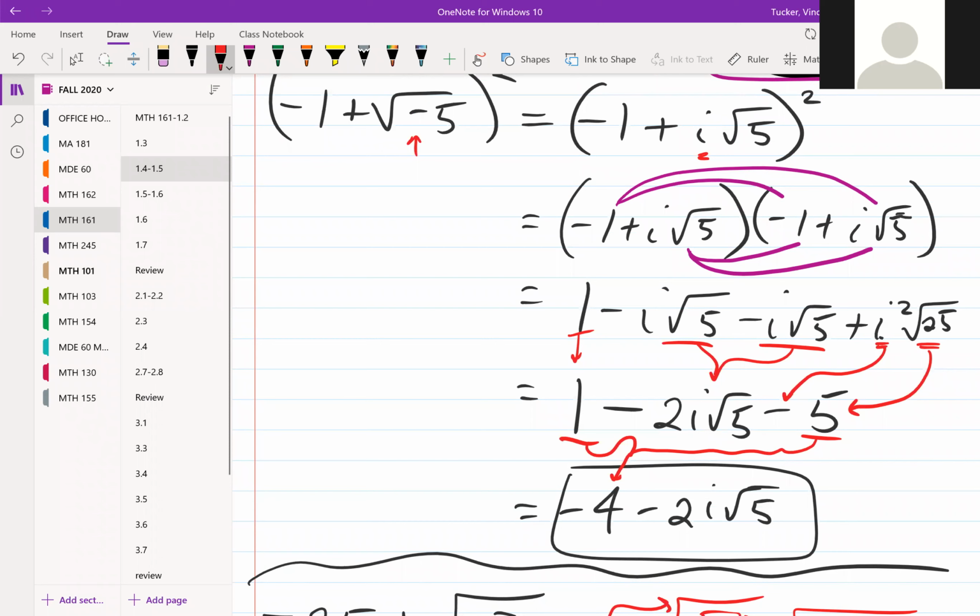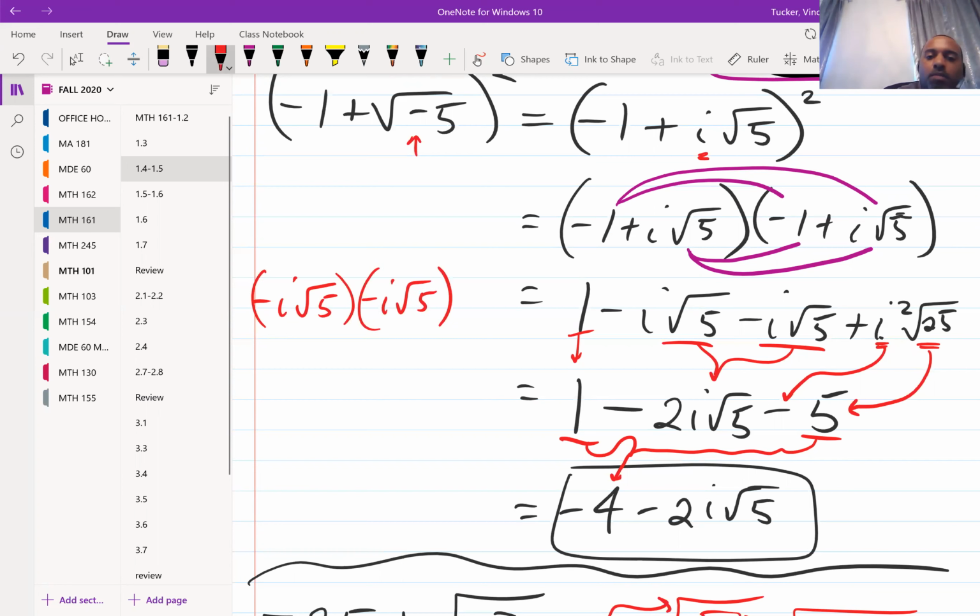How did we get the square root of 25 to -5? Whenever you multiply these two terms, a negative times negative term is positive. i times i is i squared. Then the square root of 5 times the square root of 5 is square root of 25. So you just multiply what's under the radicals. Now, i squared is going to be -1, and then square root of 25 is 5. And so that'll be -5.